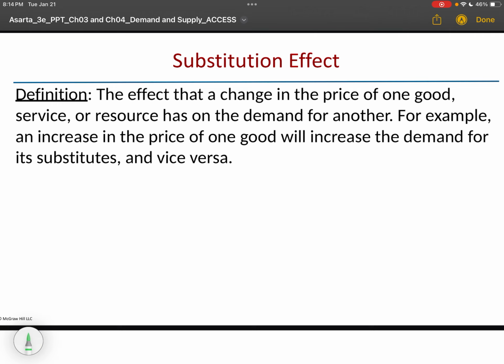So in this case, let's say the price of Pepsi, or let's say Pepsi versus Coca-Cola, right? These two are substitute goods. And if the price of one good increases, then you will shift your demand towards the substitute and buy that instead of the more expensive stuff.